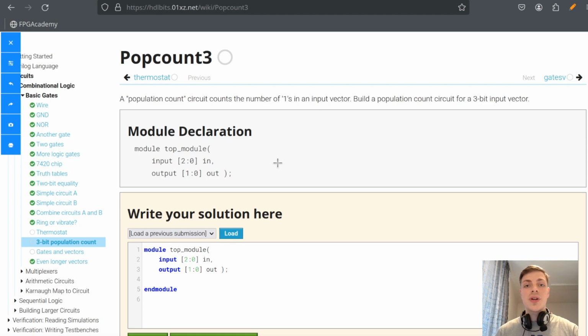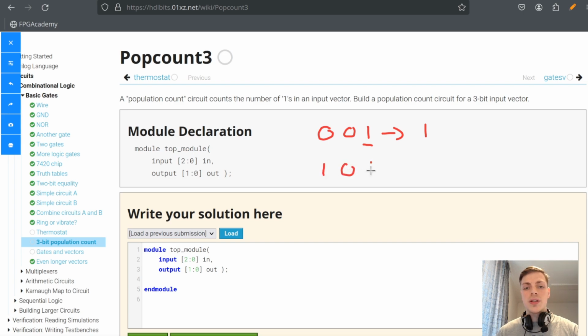Hey guys, let's try to solve this problem in HDLBits. This problem is called population count, and our task is to count how many of the bits in the input vector are equal to 1. The input vector has 3 bits, so an input can look like this: 0, 0, 1. This would be a valid input, and you can see that only one of the bits is equal to 1, so our output would be 1.